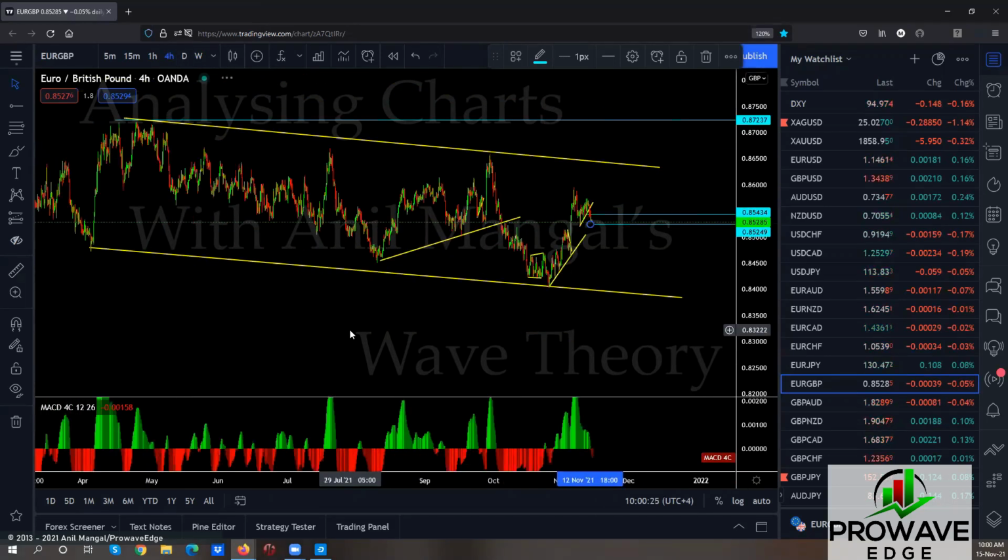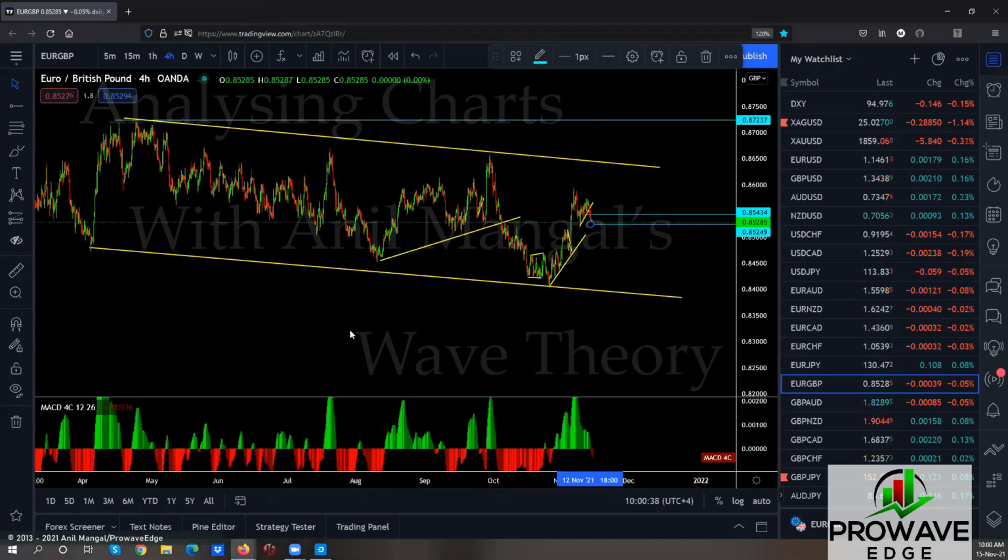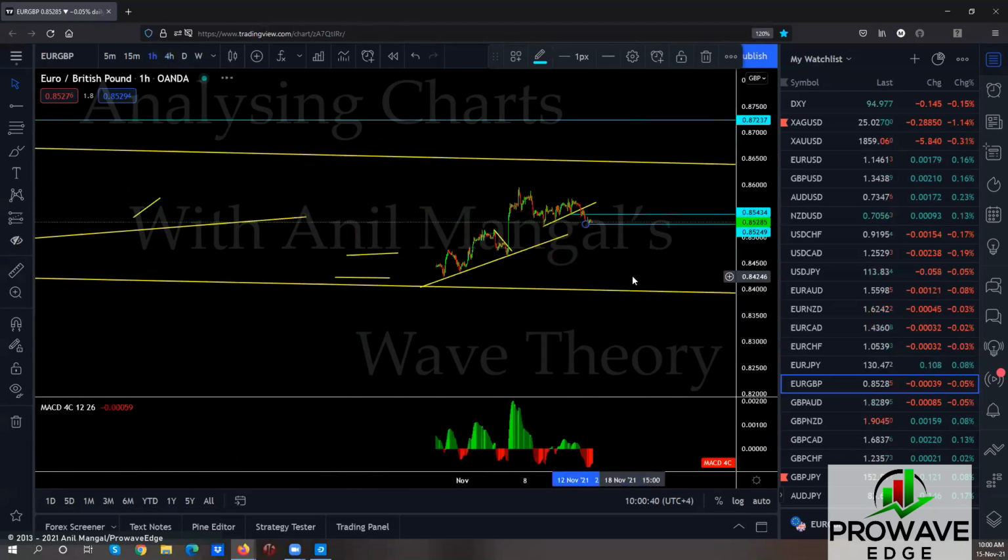In this structure, we're either coming back to this level or we're going to go back, make a new high and then come back to this level. Both of them possible. We don't know which one is going to be, right? So you can go for the sell. I like the sell. It's a good sell setup. Potential for downside is there.